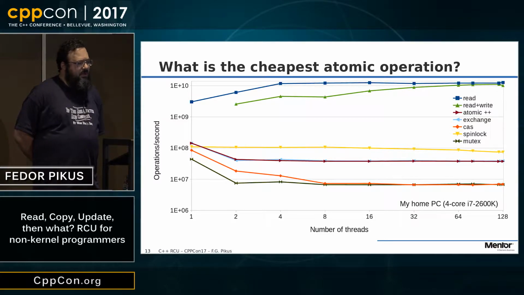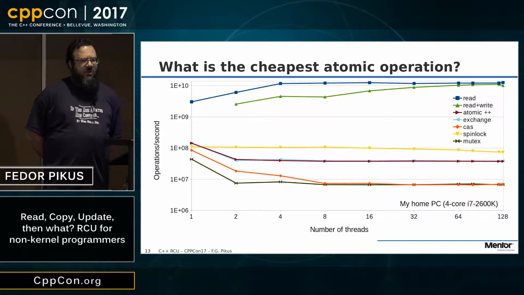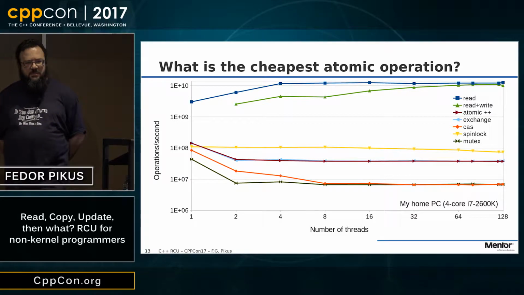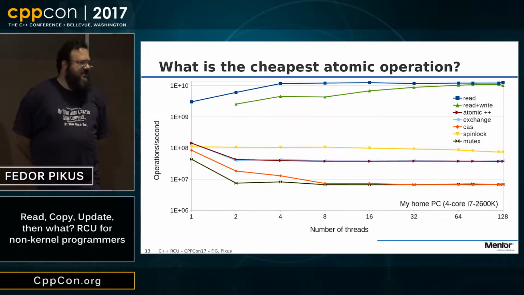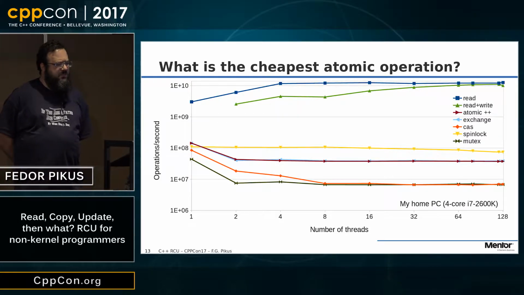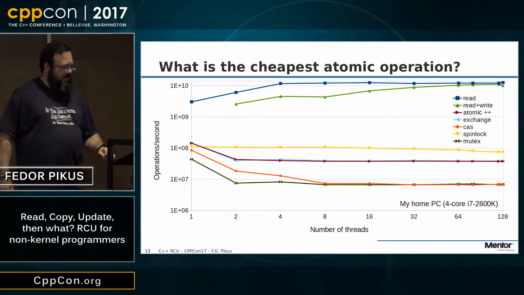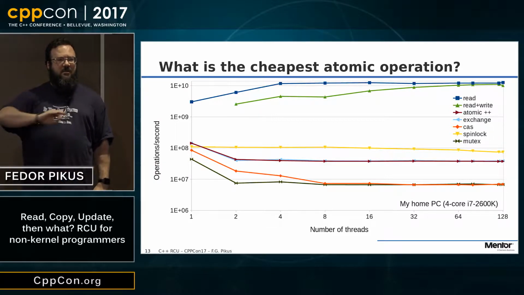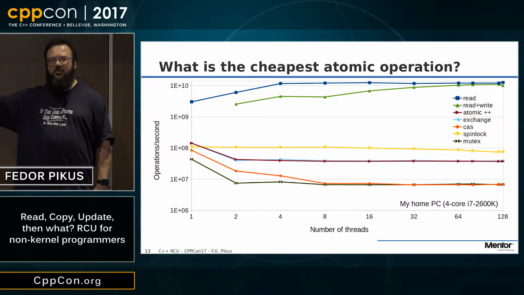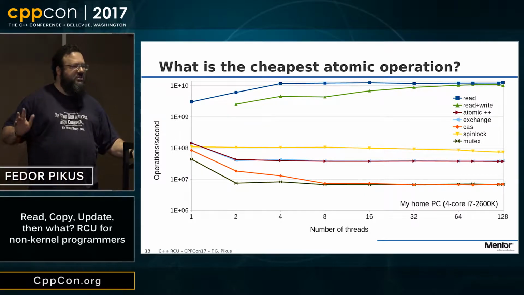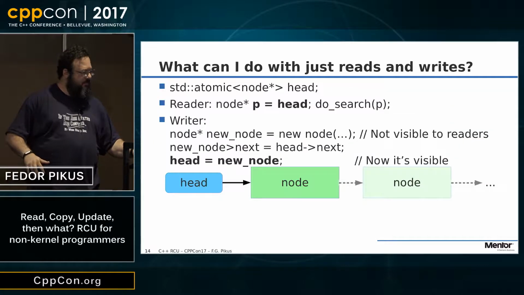The atomic read at the top, that's just read, there are no writes, so I'm just reading from multiple threads atomically. The one right below it is one thread writing, everybody else reading. And way down there are all the other options like spin locks, mutexes, compare-exchange, and so on. So it's pretty clear that atomic reads and atomic writes are by far outperforming whatever other synchronization mechanisms you may want to try. So what can we do with just atomic reads and just atomic writes?